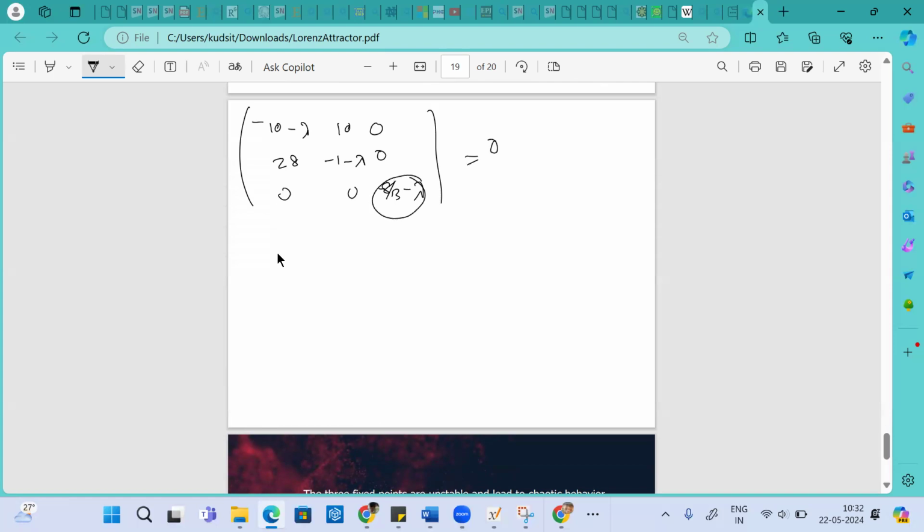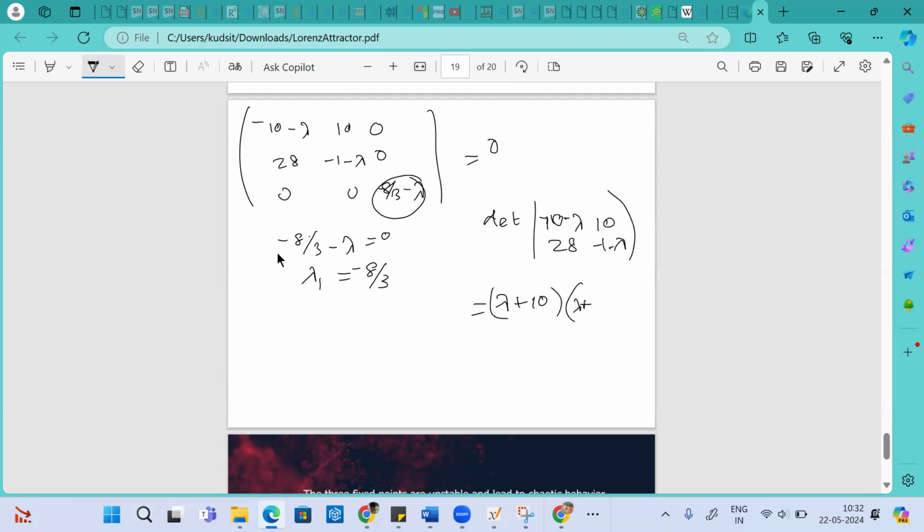From here we get minus 8 by 3 minus lambda is equal to 0. We get lambda 1 is equal to minus 8 by 3. That is the first eigenvalue. Then we have to find the determinant of, then we get lambda plus 10 into lambda plus 1 minus 2x.